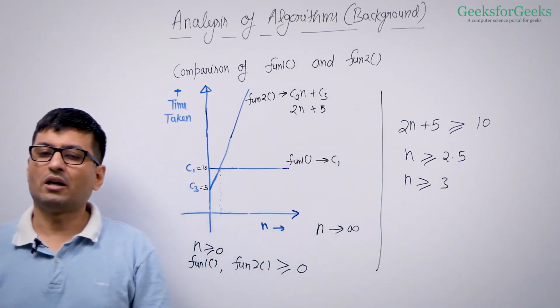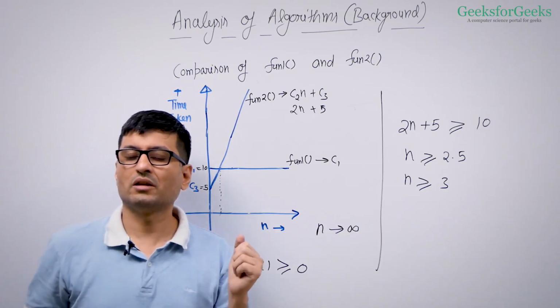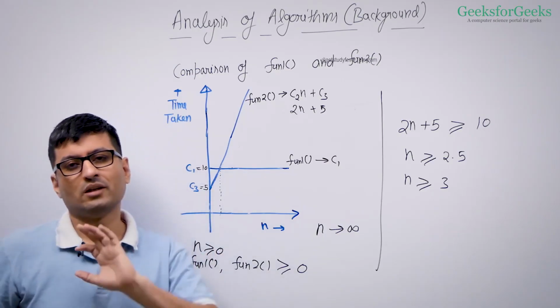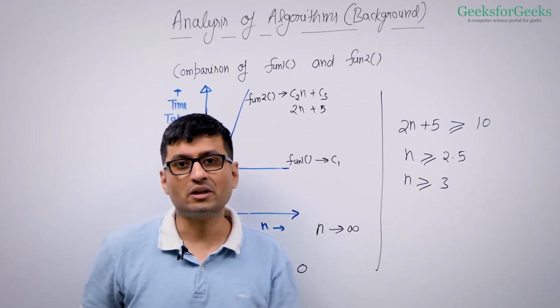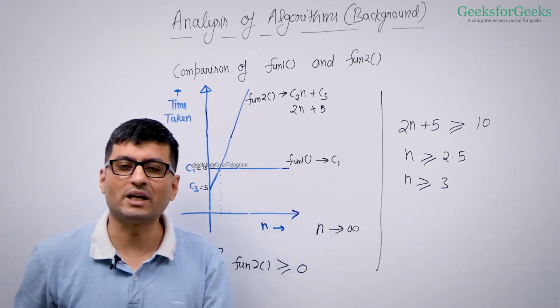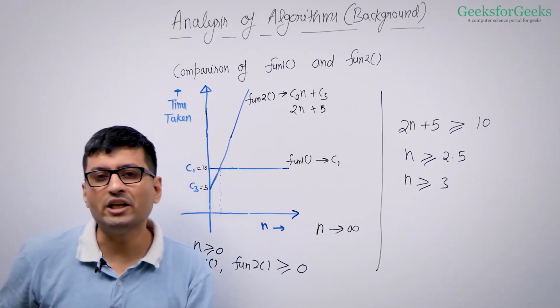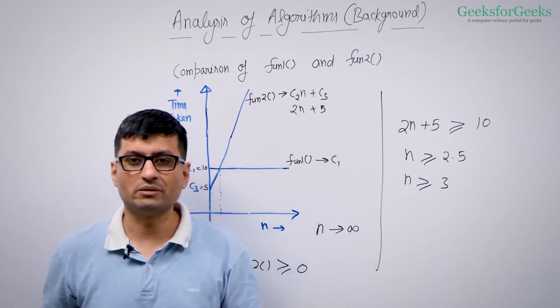So if a user passes n equal to 3, if a friend runs values n equal to 1 and 2, it's going to take less time in your friend's machine. But after you start passing values of n equal to 3, 4, 5, 6, 7, after any value of 3, your friend's program is going to take more time.